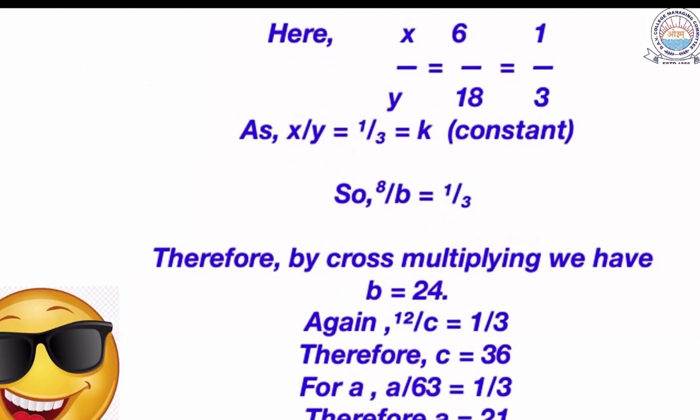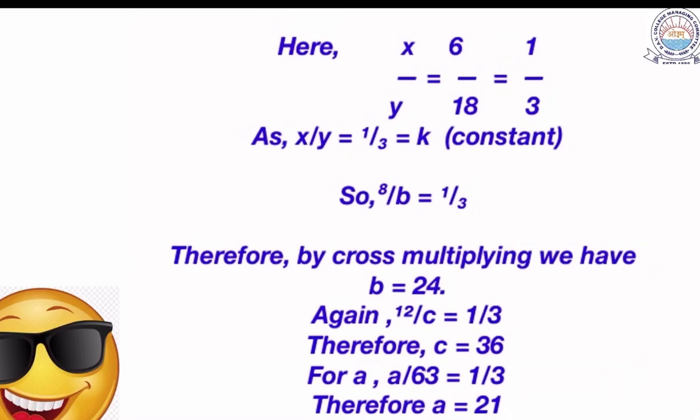Here, x by y is equal to 6 by 18, which is equal to 1 by 3. As x by y is equal to 1 by 3, it is a constant. So 8 by b is equal to 1 by 3. Therefore, by cross multiplying, we have b is equal to 24. Again, 12 by c is equal to 1 by 3. Therefore, c is equal to 36. For a by 63 is equal to 1 by 3, therefore, a is equal to 21.